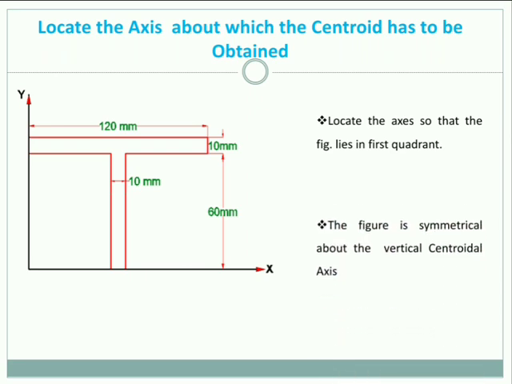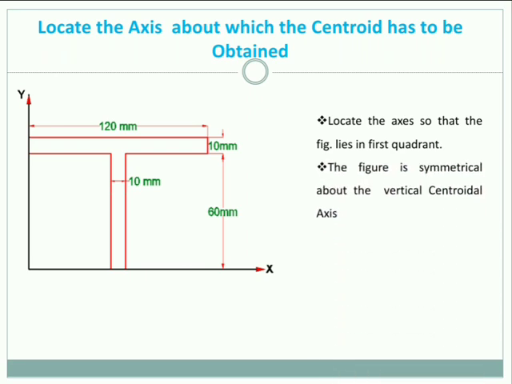Next, when we look at the figure, it is symmetrical about which axis? Vertical centroidal axis. That is, if we cut the figure vertically, the left part and right part will be the same, or will be mirror images of each other. So x bar, that is the x coordinate of the centroid, can be directly obtained in this case.